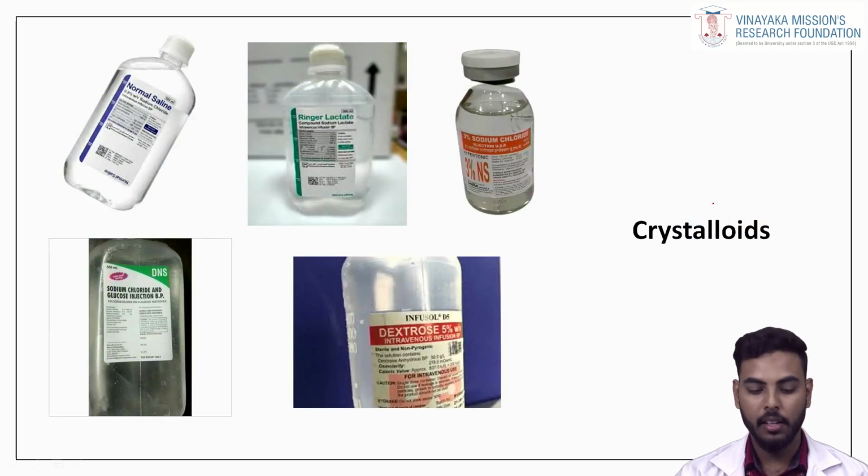In the first image it is normal saline, second is Ringer's lactate, third is 3% NaCl solution, and fourth is sodium chloride and glucose injection, which is called dextrose normal saline. DNS is indicated when the patient has hypoglycemia. To increase their glucose levels they use this sodium chloride with dextrose solution. Then we have dextrose 5% water, that is D5W solution. These are the different crystalloid solutions we use in our operating room for fluid therapy management.